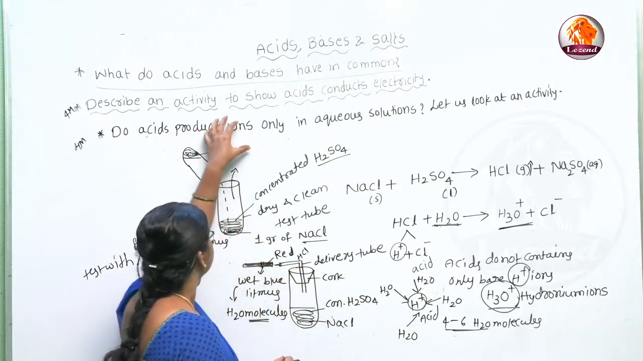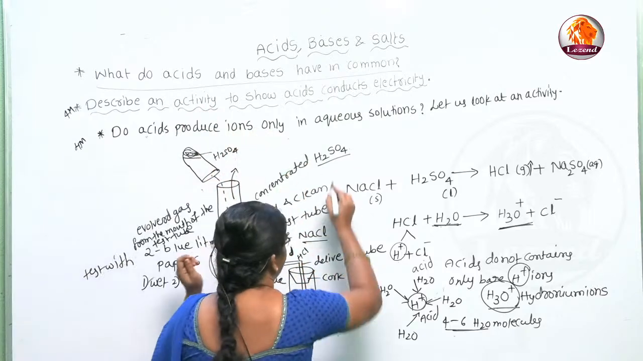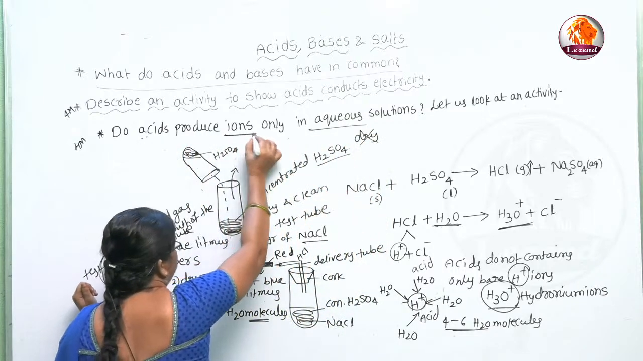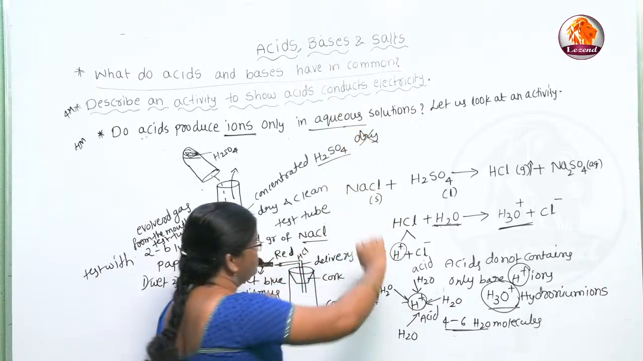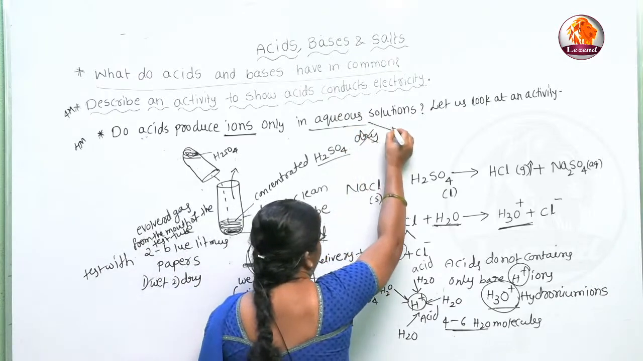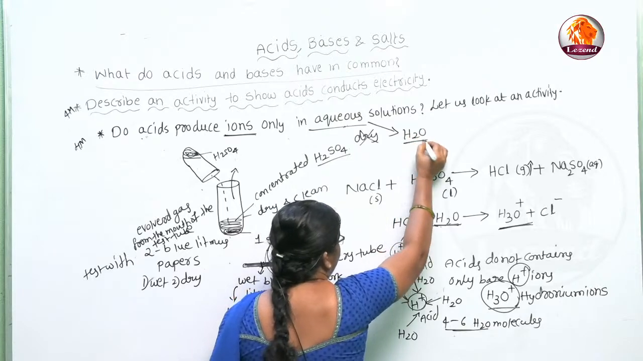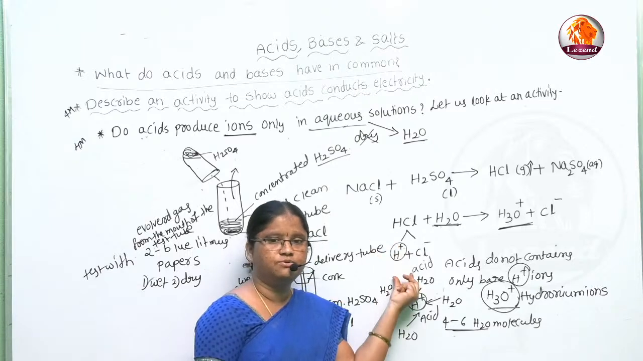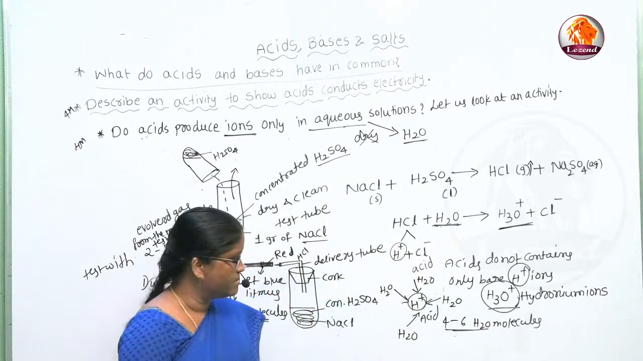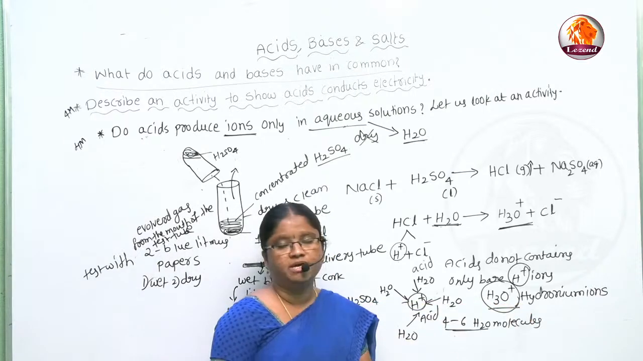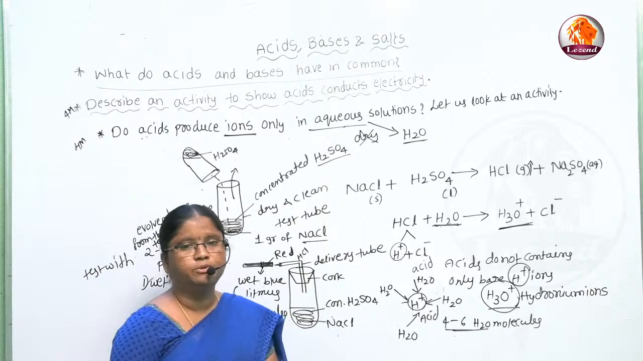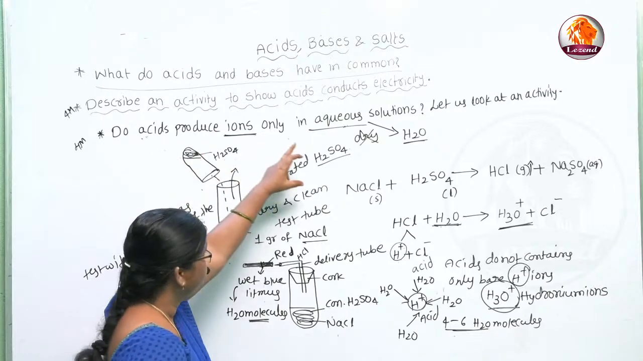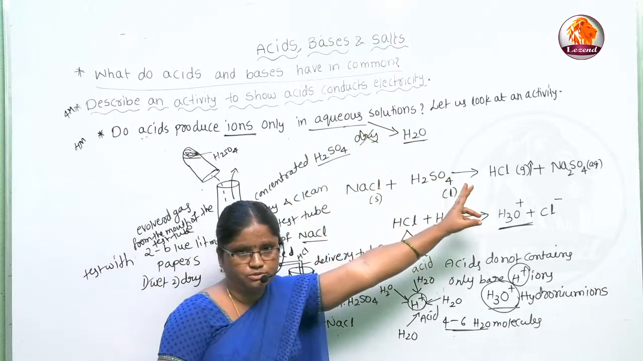So acids produce ions only in aqueous solutions, not in dry solutions. In dry solutions, acids do not produce ions. In what kind of solutions? Aqueous solutions. Aqueous solutions means it contains what molecules? Water molecules. In the presence of water molecules only, the acid dissociates into hydrogen ions. These hydrogen ions combine with water molecules and form hydronium ions. So these hydronium ions are responsible for the acidic property of acids. That's why in this activity we observe that acids produce ions only in the presence of aqueous solutions.